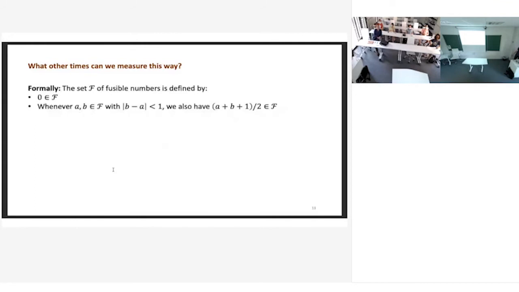So this is called the set of fusible numbers, and you can define it mathematically this way. 0 is a fusible number, and whenever you have two previously constructed fusible numbers A and B, whose difference in absolute value is smaller than 1, then (A plus B plus 1) divided by 2 is also fusible. Why (A plus B plus 1) over 2? Because if you take a fuse and light one endpoint at time A and the second endpoint at time B, then the fuse burns completely at time (A plus B plus 1) over 2. So we denote this operation by A fuse B.